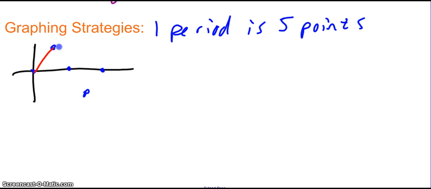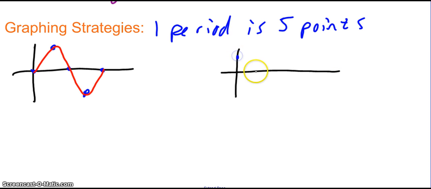One period is going to look like this, and for cosine, one period is going to look like that. Now, 2 periods is going to be 9 points because the last point of the first period is going to be the first point of the second period. So again, this was sine. This is cosine. Okay, we need to know that because that's going to be what we're trying to find, is those 5 points.